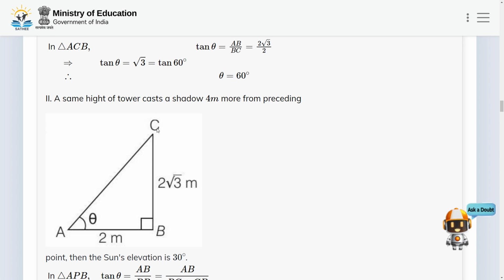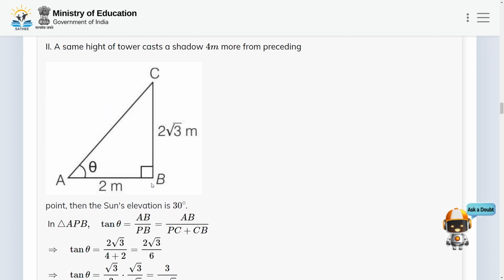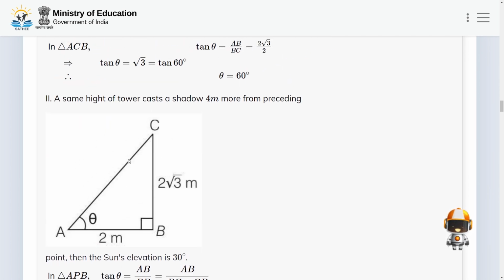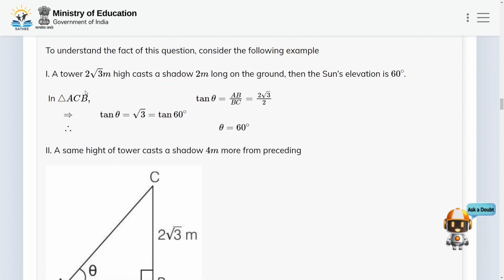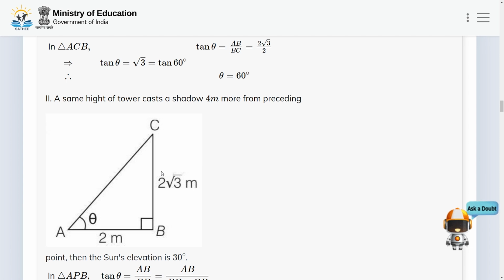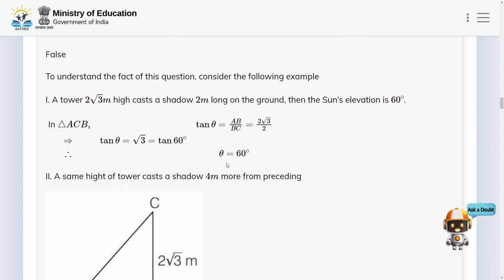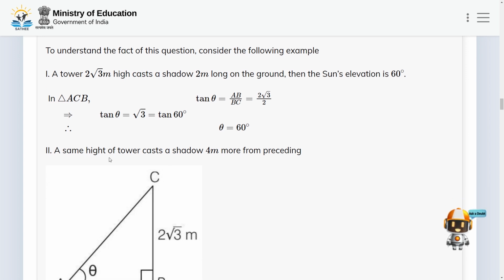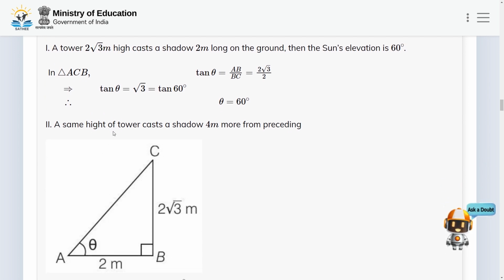Here suppose we have the sun, and this makes a triangle ABC. From this triangle ACB, tan theta is equal to root 3, and we know tan 60 degrees is equal to root 3. Okay, so tan theta is equal to tan 60 degrees, and it implies theta is equal to 60 degrees.